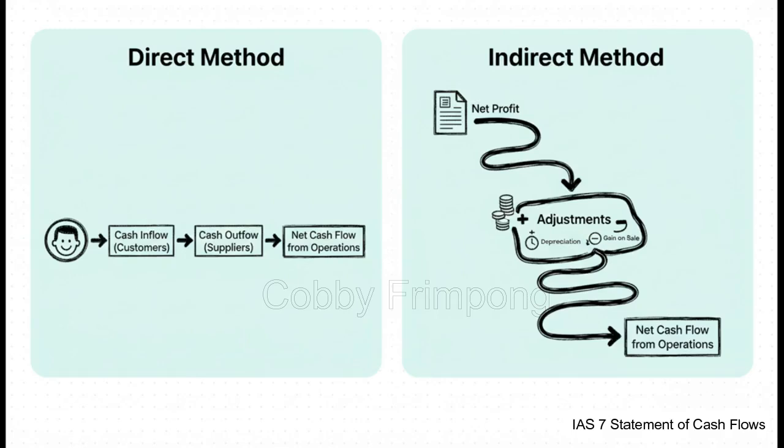On the other hand, we have the indirect method. This one starts with the net profit from the income statement and then works backwards, making adjustments for all the non-cash items like depreciation. Now, here's the thing. IAS 7 actually encourages companies to use the direct method because it is clearer. But you are going to see the indirect method way more often in practice because it's just a lot easier to pull together from the existing accounting records.